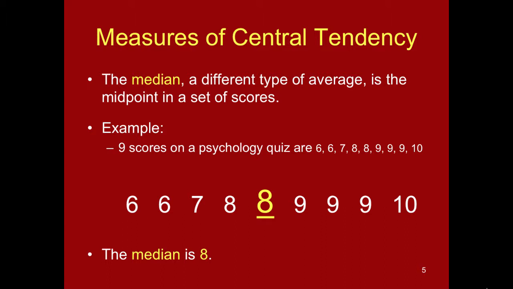But what if there is an even number of scores and there is no middle? In this case, you would find the mean, or the most common type of average, of the 2 scores immediately adjacent to the midpoint.